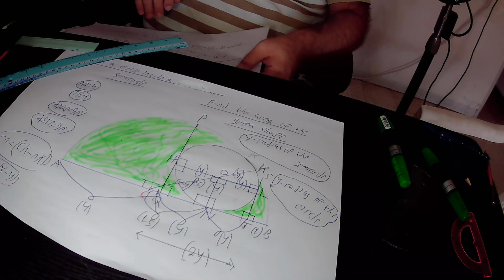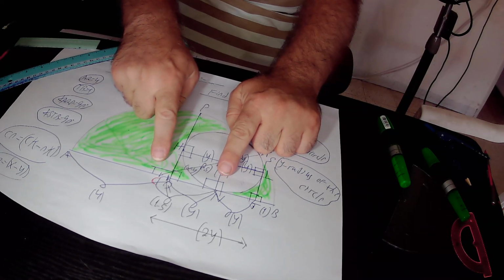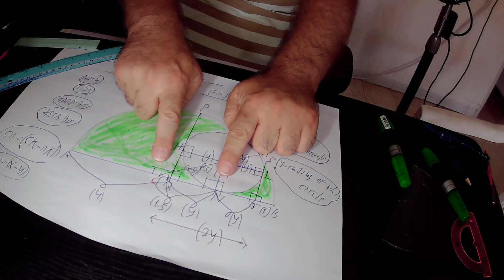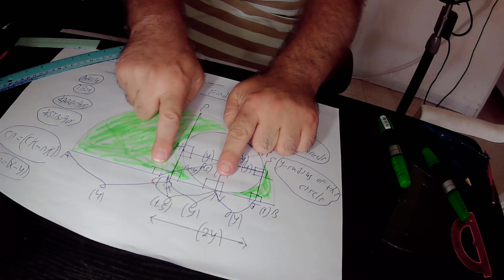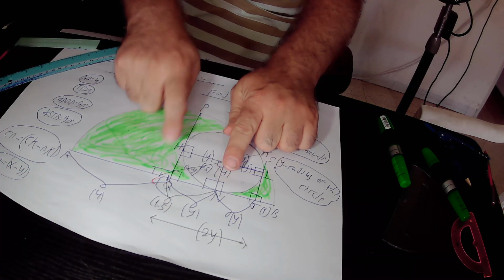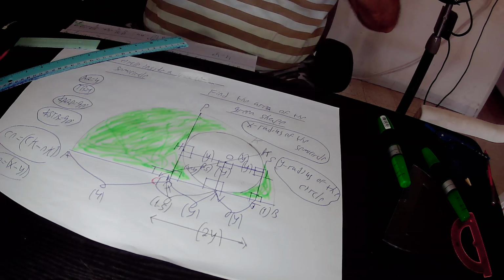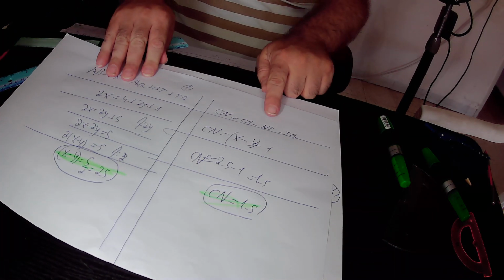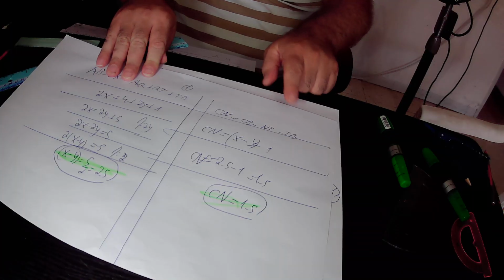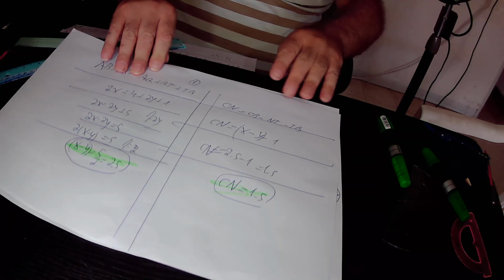What is the length of this short line CN? From the drawing it is very easy to see that CN in total equals CB minus NT minus TB. Again, CN in total equals CB minus NT minus TB. So CN equals CB.